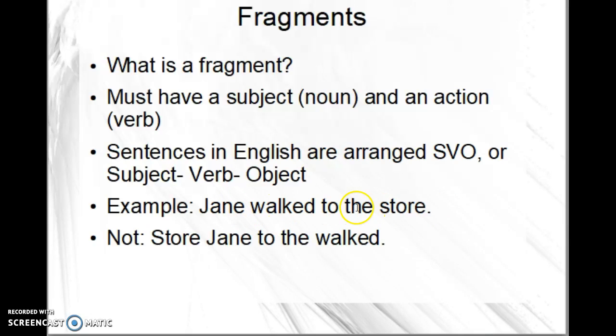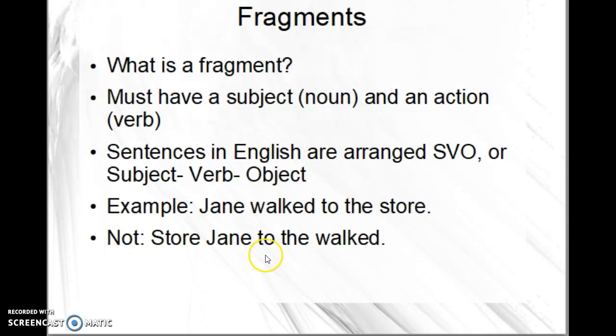If you're reading this sentence, you might say, oh, well, store is a noun. Is that the subject of the sentence? It's not, because it's not what the sentence is talking about. If you rearrange the sentence and you said, the store is where Jane walked, then the store would be the subject of the sentence. So in general, you're going to have the subject first in English sentences.